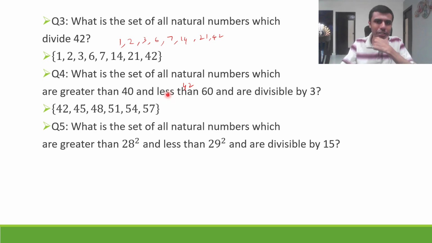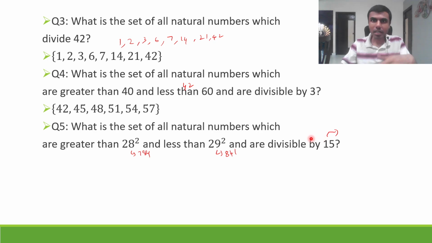Now here, what is 28 square? 28 square is 784. What is 29 square? 29 square is 841. So I need to find out all the natural numbers which are greater than 784 and less than 841 and are divisible by 15.